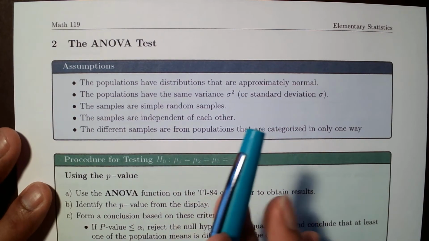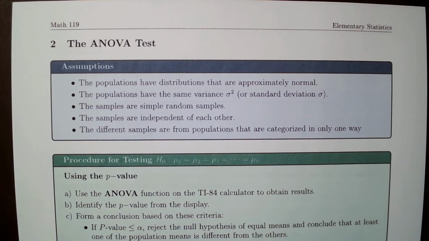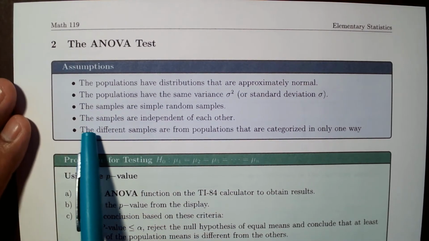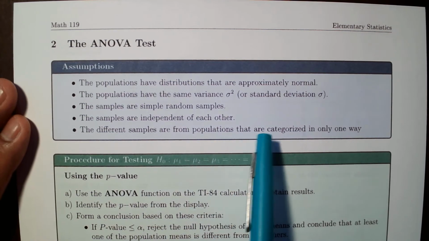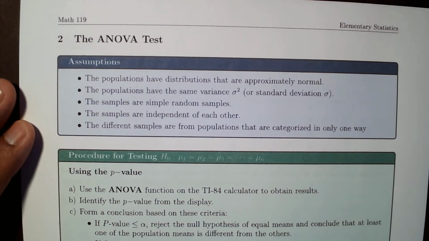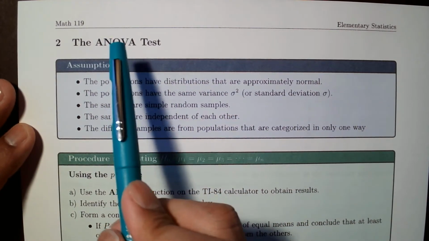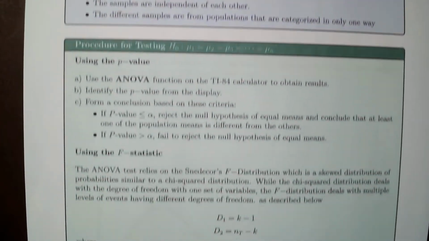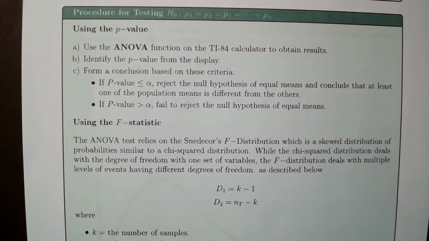Samples are independent. Like we mentioned, we took the samples from 3 different schools for the math scores. And the different samples are from populations that are categorized in only one way. That's why we typically call this one-way ANOVA, or ANOVA of only one factor. There's only one factor that we study here. Procedure for performing the Anova test: there are 2 ways actually. We're using the p-value as usual.